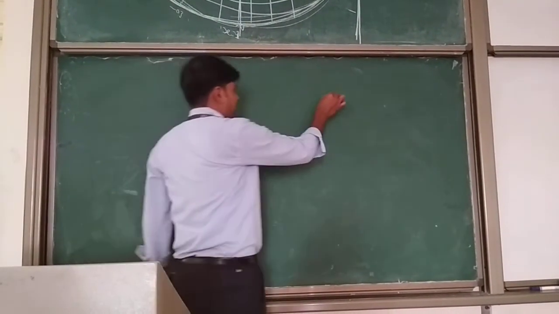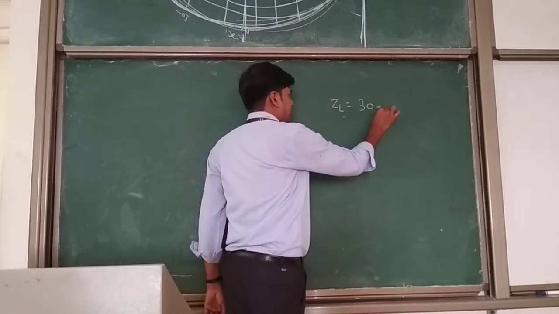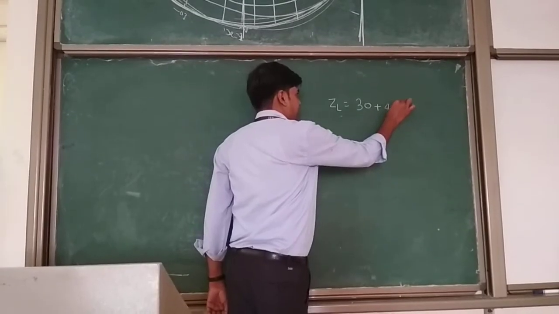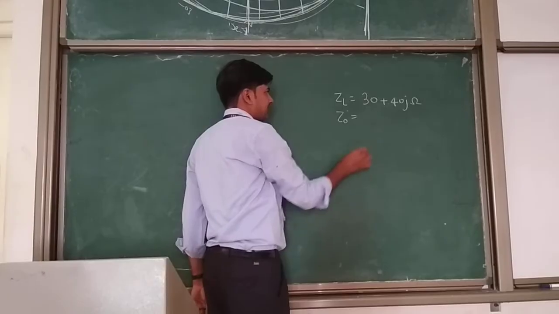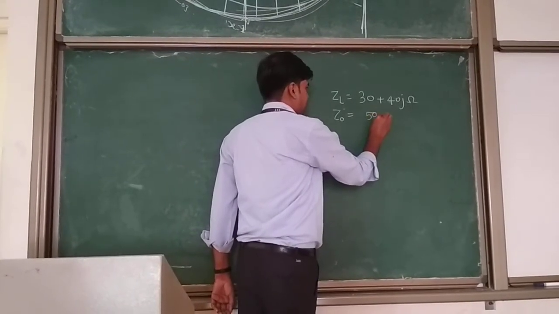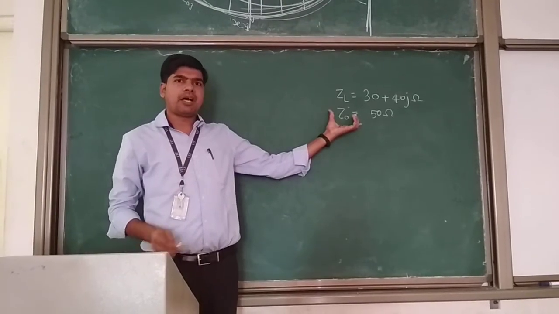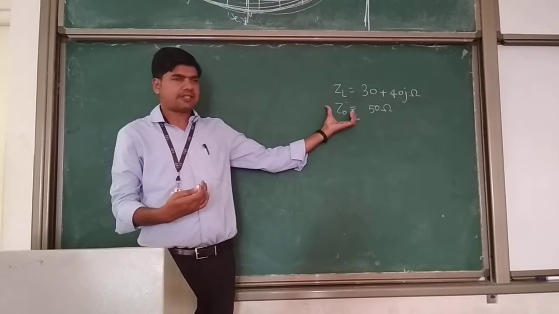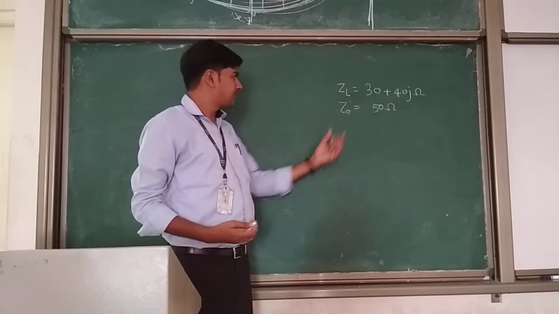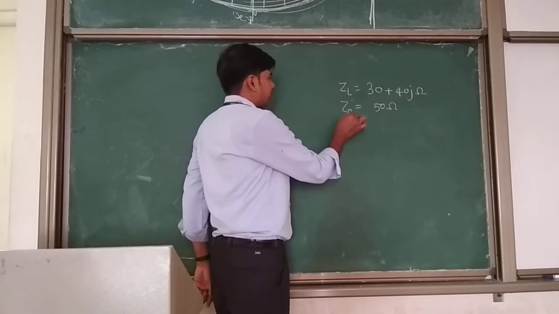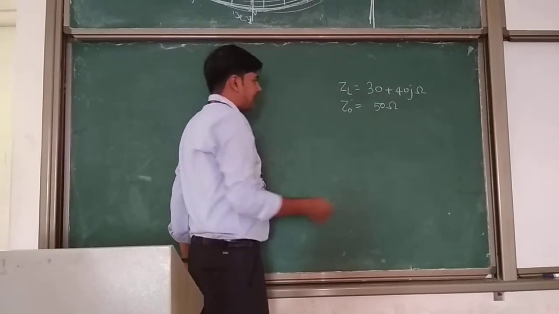So let us take a problem. Let's say ZL is 30 plus 40 j ohm and Z0 is 50. We are going to understand this using a problem: how to find the reflection coefficient on a Smith chart, and by calculating the length on a Smith chart.